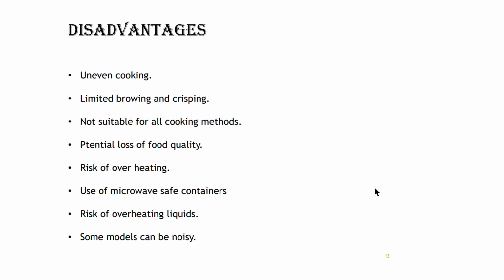Disadvantages of microwave oven: uneven cooking, limited browning and crisping, not suitable for all cooking methods, potential loss of food quality, risk of overheating, need for microwave-safe containers, and risk of overheating liquids. Some models can be noisy. These are the disadvantages of microwave oven.